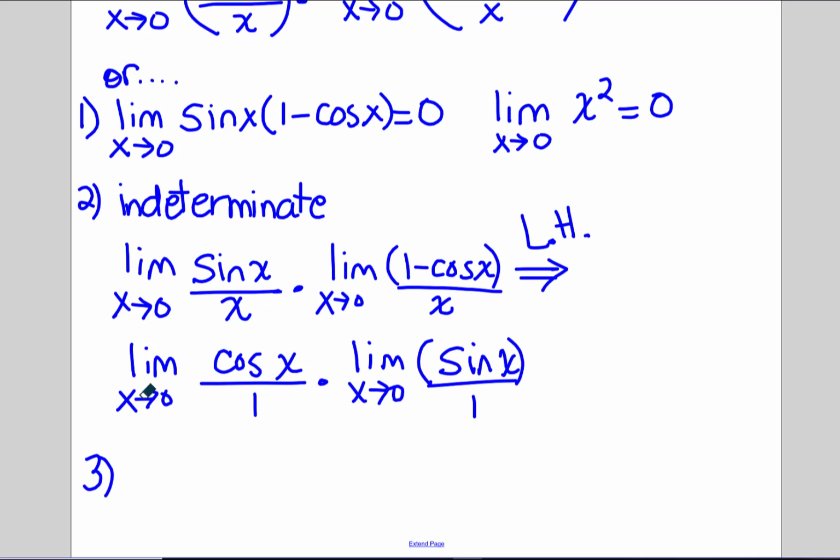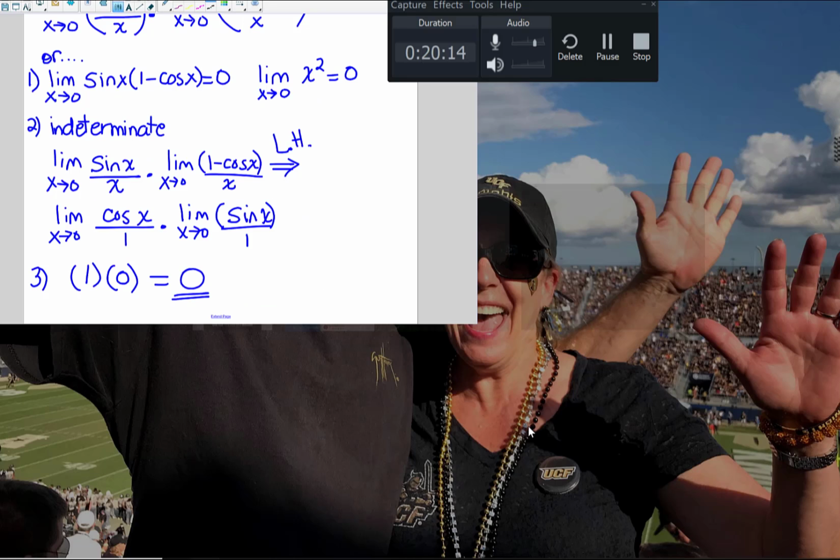So what can we do now? The limit as x goes to 0 of cosine is 1, and the limit as x goes to 0 of sine is 0. So now I have, by direct substitution, 1 times 0, because the cosine of 0 is 1 and the sine of 0 is 0, and we do have a limit and the limit exists.